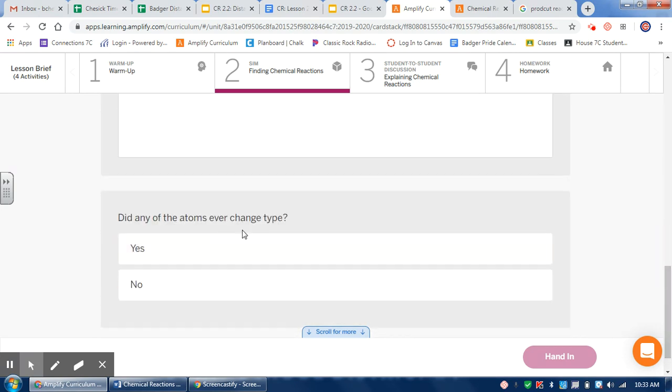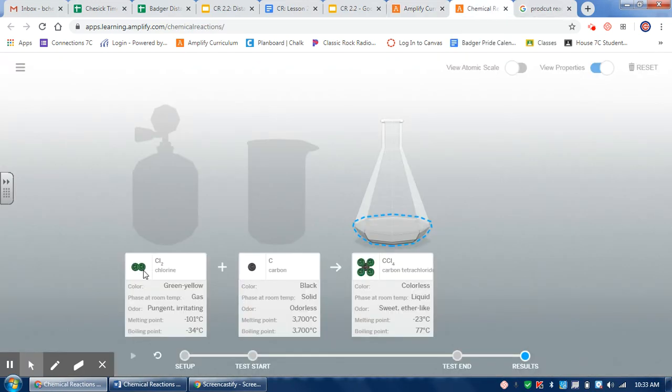And did any atoms ever change type? Let's go back and look real quick. We have the same exact type. We have chlorine and we have carbon in our reactants. We still have chlorine and carbon in our product. So the type of atom did not change. It stayed the same throughout the chemical reaction.